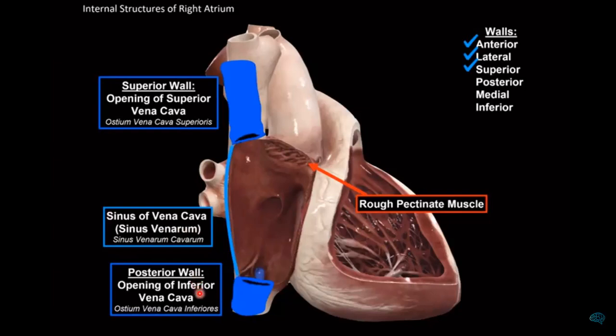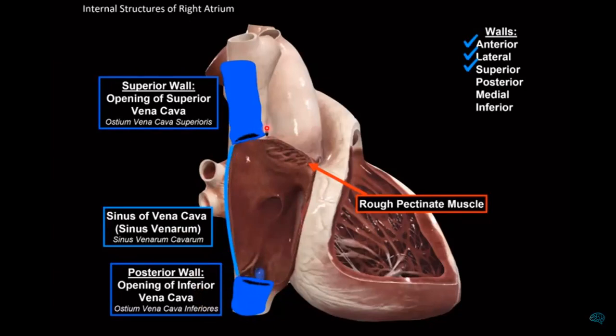Okay, so let me read in here. If you look at the superior wall, the superior wall has an opening for the superior vena cava. On the posterior wall you can find the opening for the inferior vena cava. The posterior wall contains the opening for the inferior vena cava. The superior wall contains the opening of the superior vena cava.